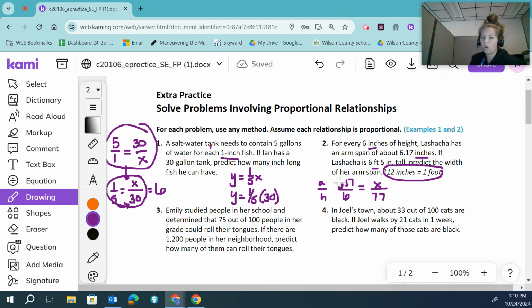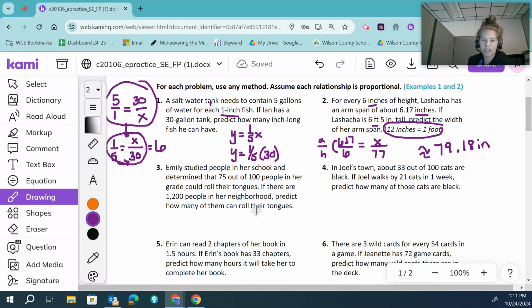So we'll do the same thing we did last time, 1.17 divided by 6, and then times 77, is going to give me approximately 79.18 inches as her arm span. Again, you can also do an equation for this one, but because 1 17/100 divided by 6 is a really long decimal, I'd recommend just sticking to your proportions on this one. Okay, let's take a look at these other two as well.